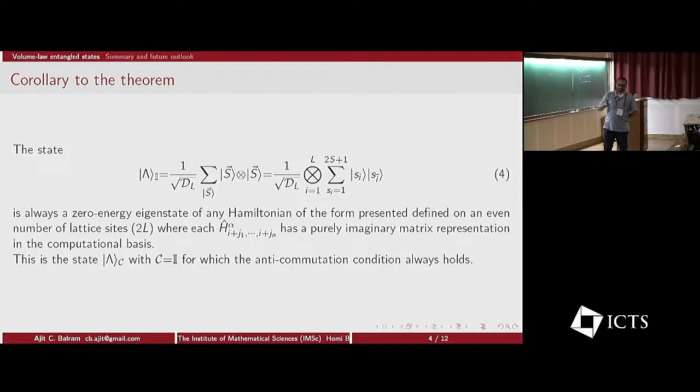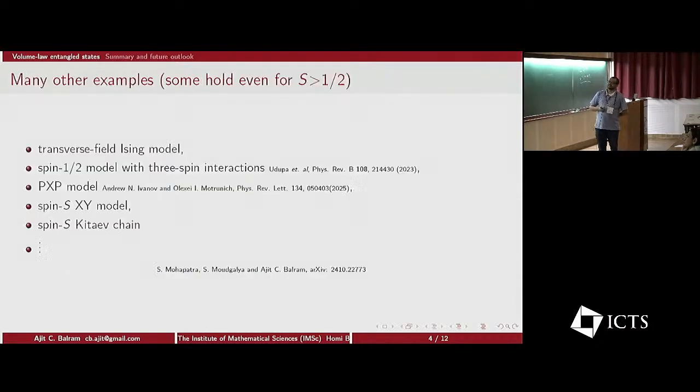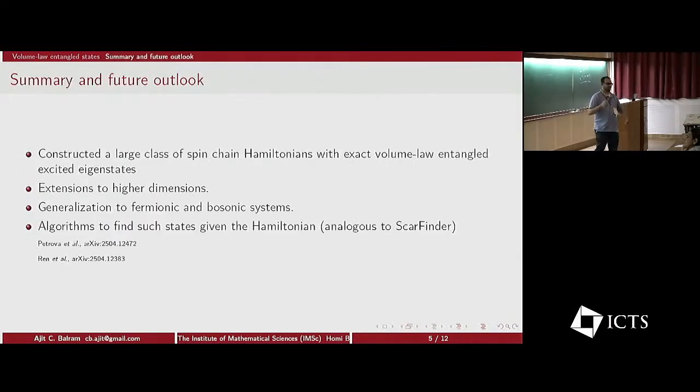Okay, so one corollary that I wanted to show was if you take a Hamiltonian that's purely imaginary, then C being identity does the job for you. With that you can actually reproduce this EAP state. So you didn't need to do an exhaustive search. With just this condition, you can actually get this entangled antipodal pair state. Okay, then there are many other examples that we have worked out in our paper, and let me just leave what all we can do in the future on the slide, and I'll be happy to take questions.